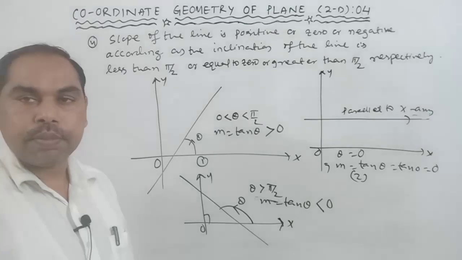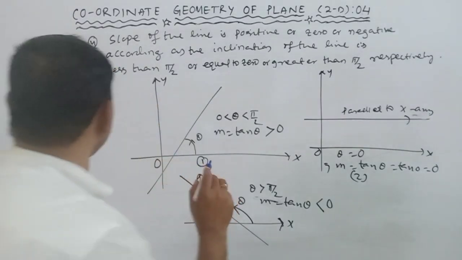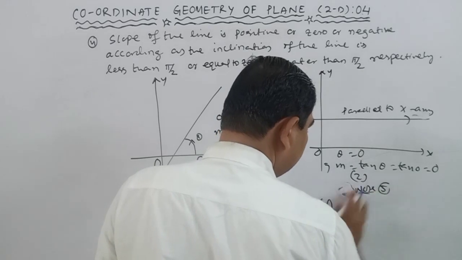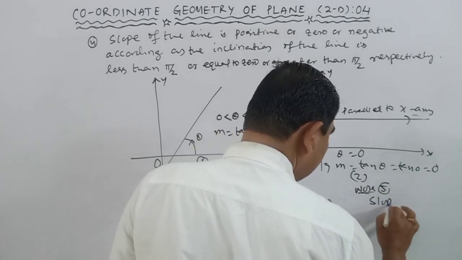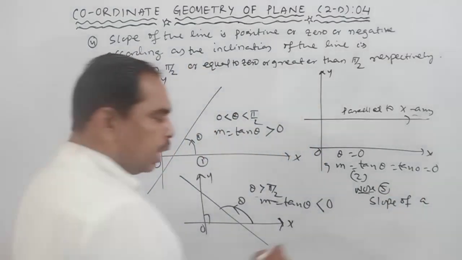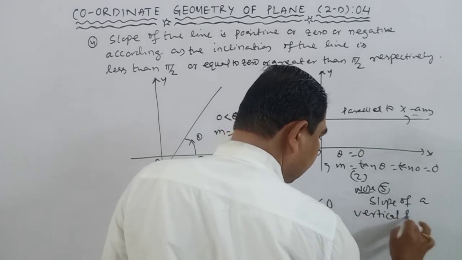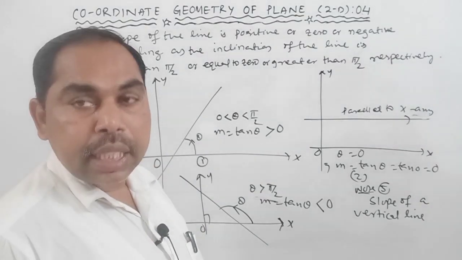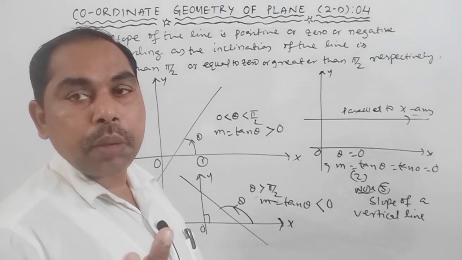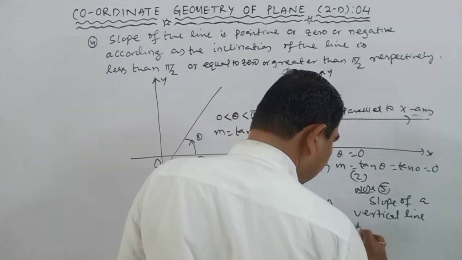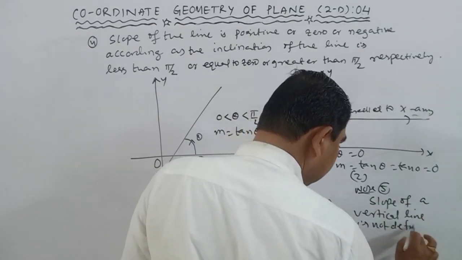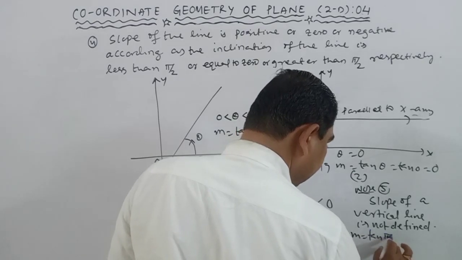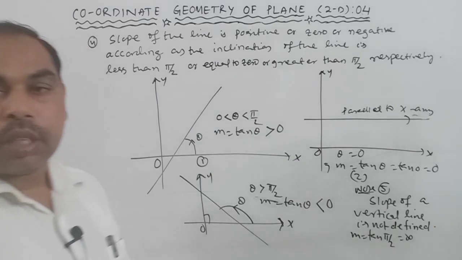These are the notes. Another note, fifth one, note 5. The slope of a vertical line is not defined. A vertical line means a line parallel to the y axis. A line parallel to the y axis means the inclination is 90 degrees. So m is equal to tan 90, which is equal to infinite. So the slope of a vertical line is not defined.